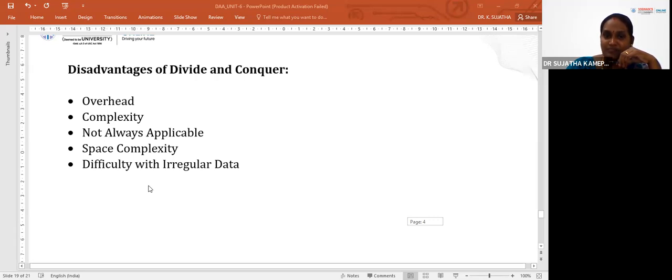Coming to the advantages, it solves difficult problems, it achieves parallelism, and it accesses the cache memory instead of main memory always. So memory access takes very little time, and these algorithms are efficient. Modularity is there, reusability is there, and it is possible to optimize the algorithms in divide and conquer. All those are the advantages. And coming to the disadvantages: overhead, complexity, not always applicable, space complexity, and difficulty with irregular data in divide and conquer algorithms.